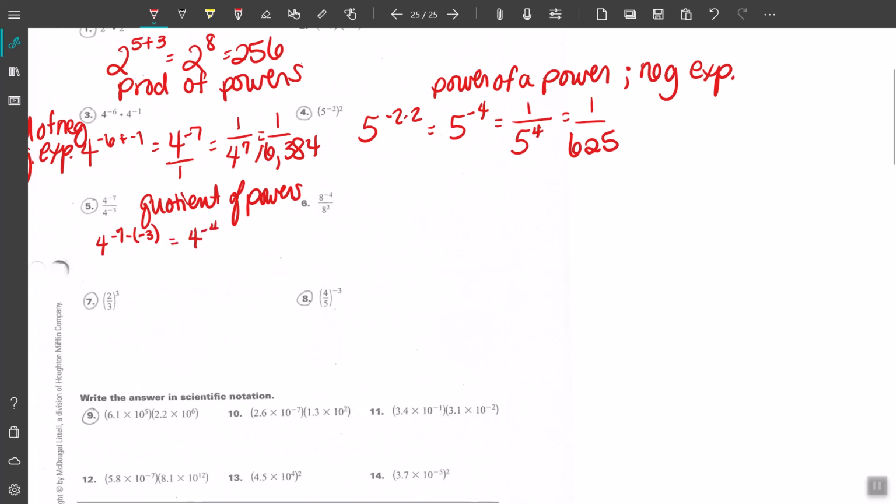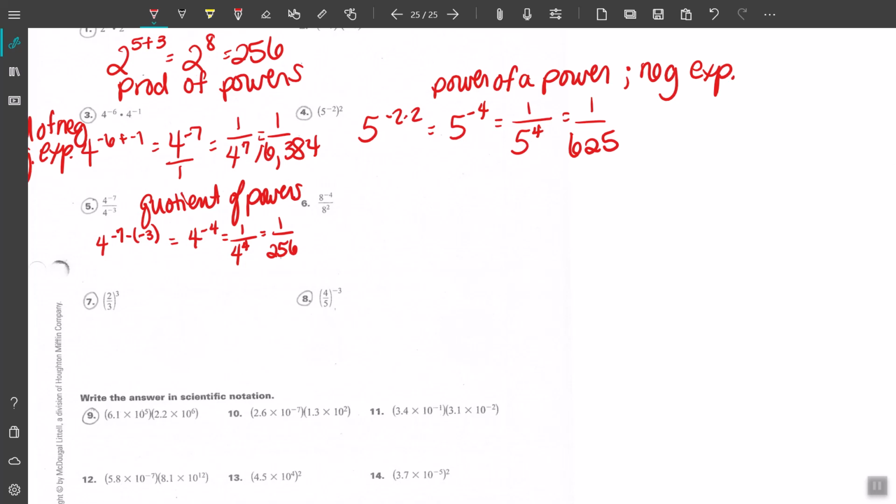That gives 4 to the -4th power. Again, we have a negative exponent, so we want to correct that by putting it into the denominator. And then when we figure out 4 times 4 to the 4th power, rather, we get 1 over 256.